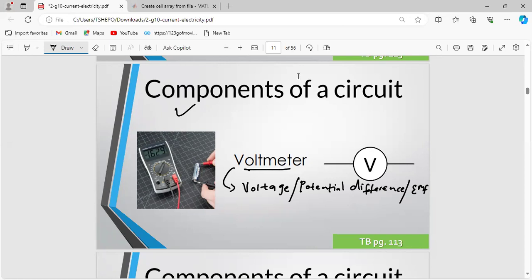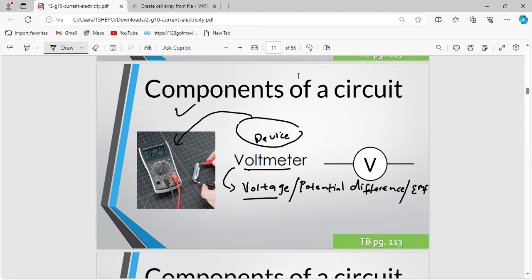Oh, I made a mistake, I think. So let me re-explain this. A voltmeter is a device that measures voltage. Did I say that? I hope you don't confuse these two words, voltmeter and voltage. A voltmeter is a device. This is how the device looks. It is a device that measures voltage. Voltmeter.